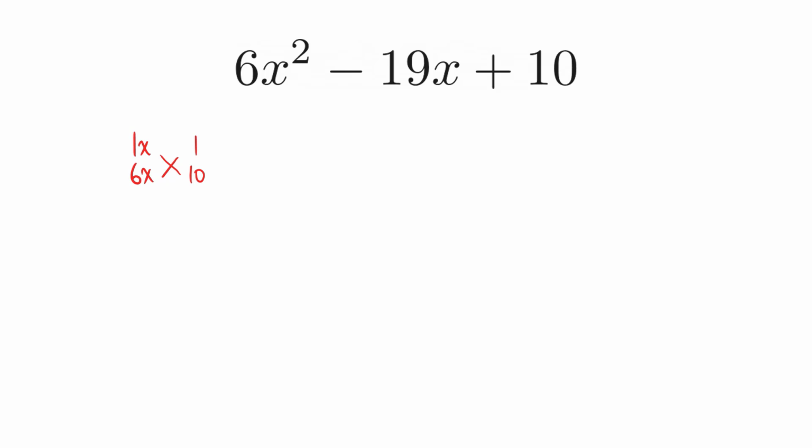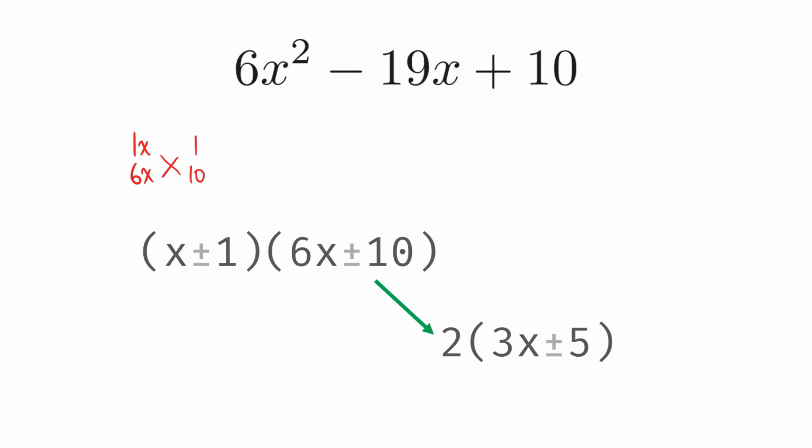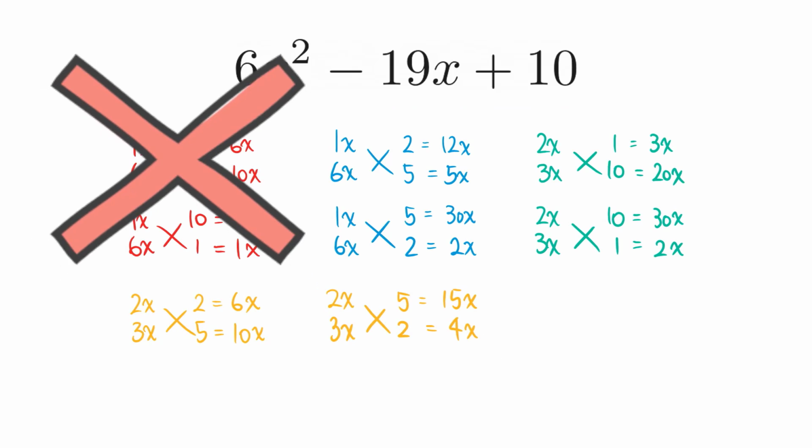Why? Let's pretend that it's the correct factorization. If we write out the factors, ignoring the signs for now, then we have x plus or minus 1, 6x plus or minus 10. The reason for why I know that it doesn't work is that we can factor out a 2 from the 6x and 10. See the problem here? If we can factor a 2 from the factor form, then we should be able to factor a 2 from the original expression. But you can see that we can't. So we can rule out this first one.